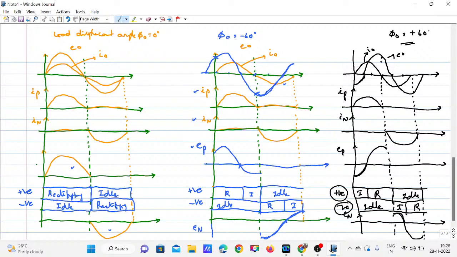One more thing is also there, that is for phi naught equal to 180 degree. For this one everything will be inversion only. It is coming completely reversed, so only inversion will be there, there is no rectifying. So instead of wasting much time, I would like to go ahead with the cycloconverter with resistive load.